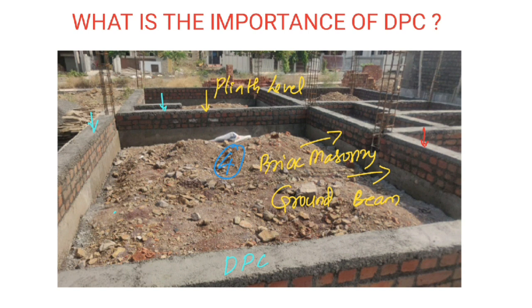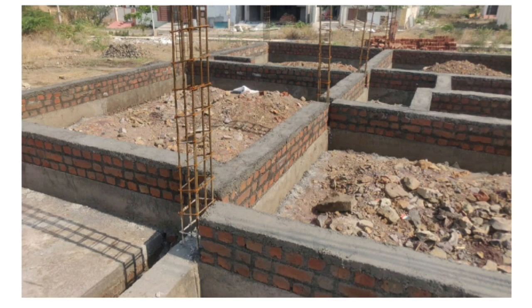For example, we will be filling the murum up to the plinth level. When you fill the murum here, there is a chance of moisture in the brick at this location, below the plinth level, and from this brick masonry the capillary rise may occur up to the superstructure. To cut that off, we need to provide this damp proof concrete along with waterproofing compounds.